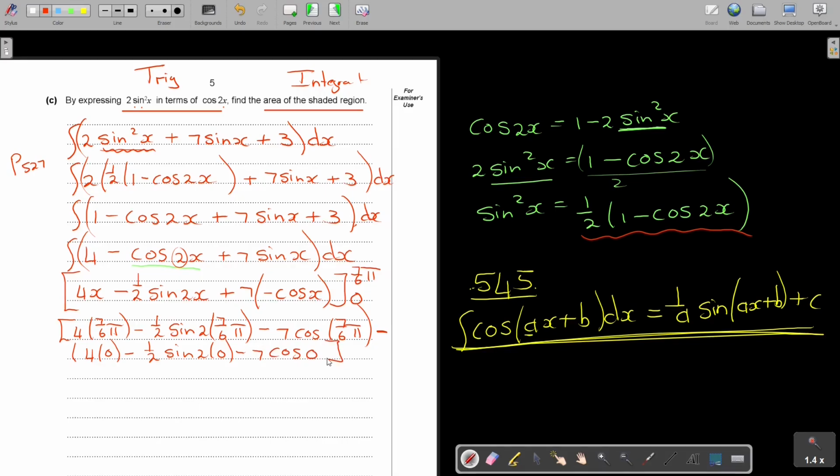And now, if you want to simplify this a little bit further, you can say this is going to be 14, because 2 can go in 2, 2 can go in 3, so it's 14 over 3 pi minus a half sin 14 over 6 pi minus 7 cos 7 over 6 pi minus, now this becomes 0, this becomes 0, but cos 0 is 1, so that becomes negative 7, but don't forget it is in brackets, so it's actually going to become plus 0.